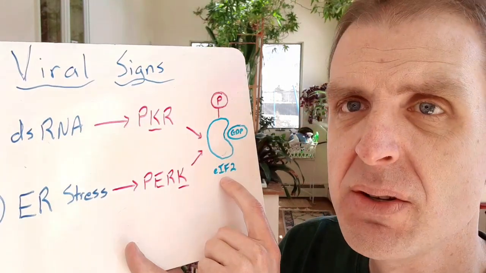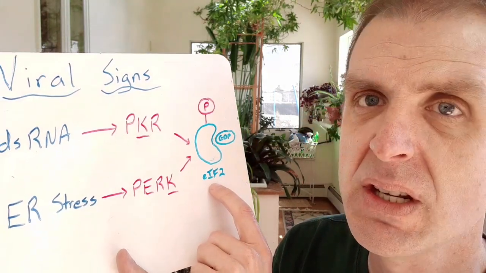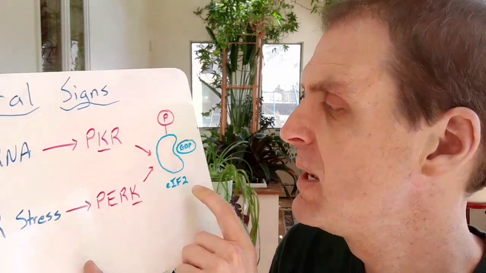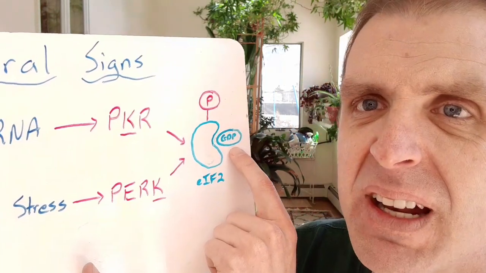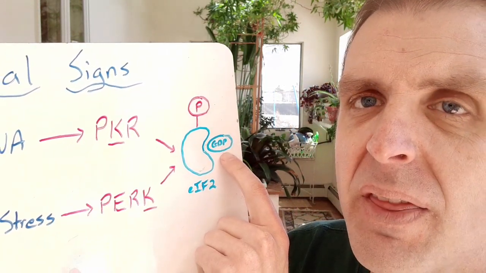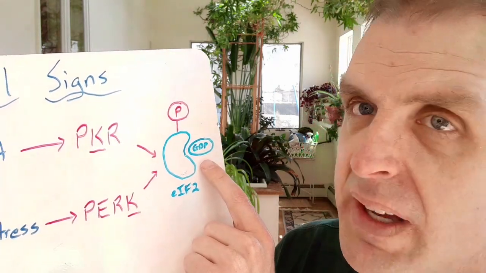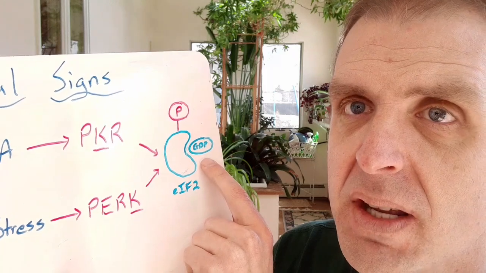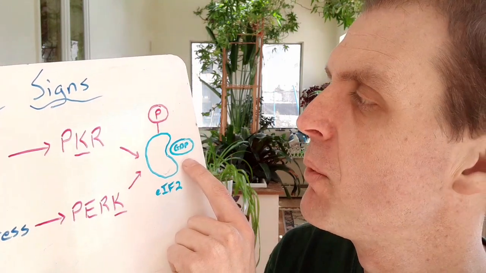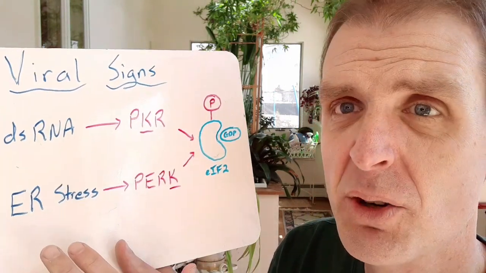And EIF2 is a protein that's a GTPase. I've got a GDP drawn in the binding site here, meaning that it has caused the GTP to go to a GDP at that point, and it has a phosphate group.